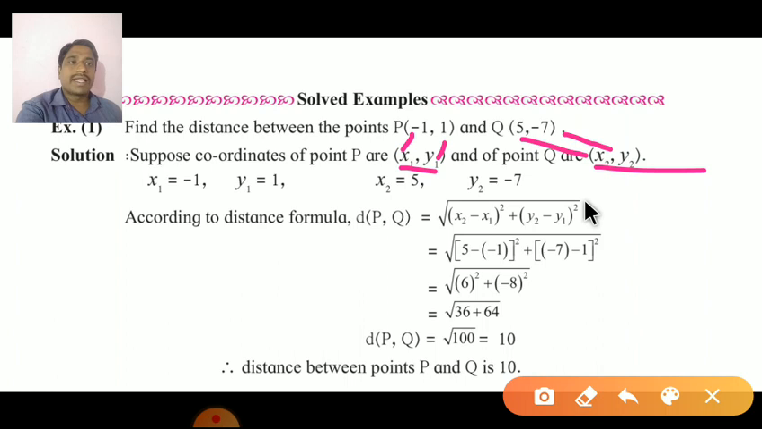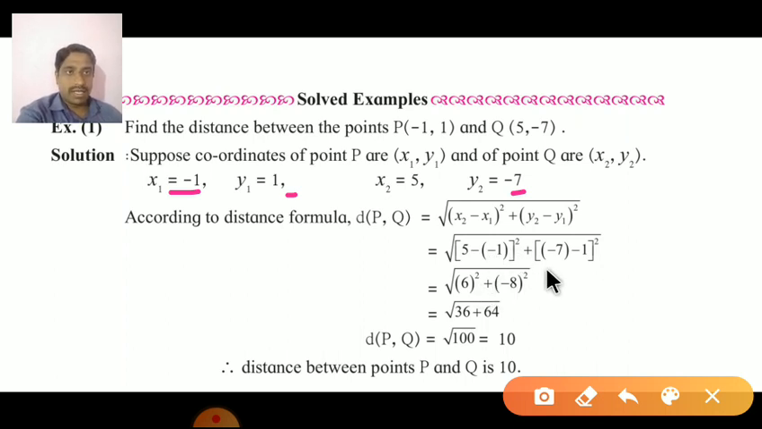According to the distance formula, the distance between P and Q is the square root of (x2 minus x1) square plus (y2 minus y1) square. We put the value of x2, which is plus 5, minus x1, which is minus 1. We write minus 1 in the bracket, and similarly y2 is minus 7 and y1 is 1, that means minus 7 minus 1. Solving this bracket, 5 plus 1, minus minus gets plus, so 5 plus 1 is 6 square, plus minus 7 minus 1 is minus 8 bracket square.